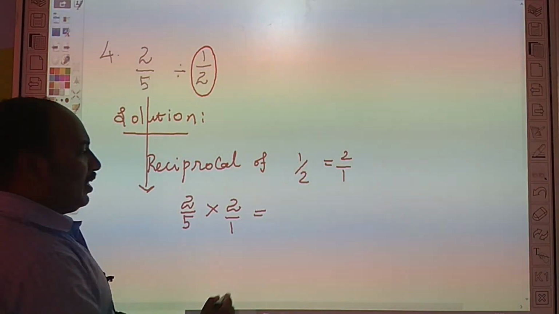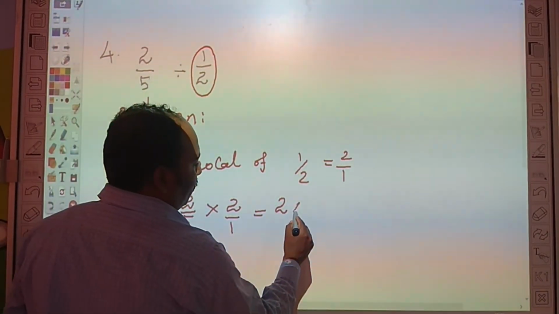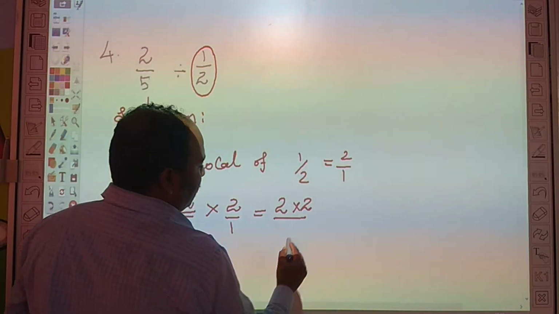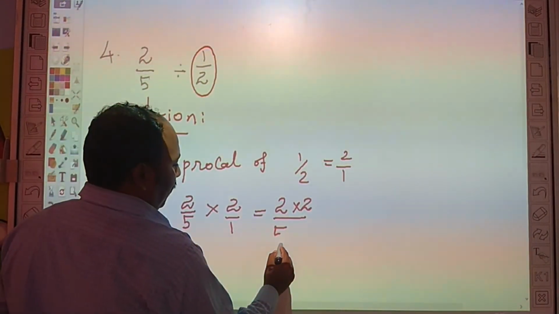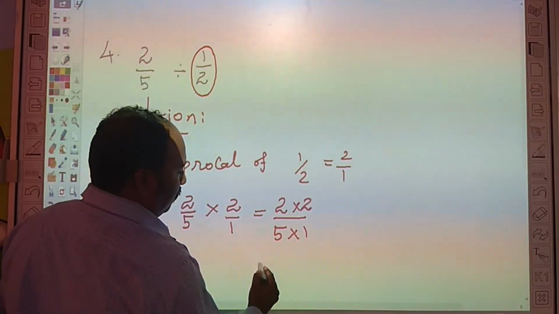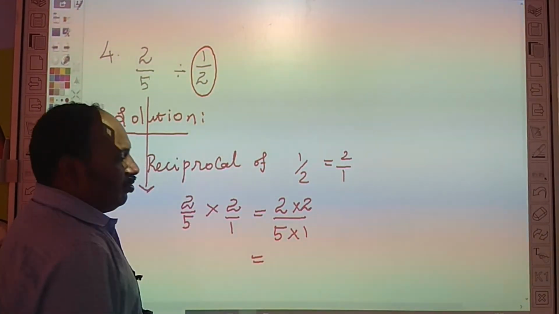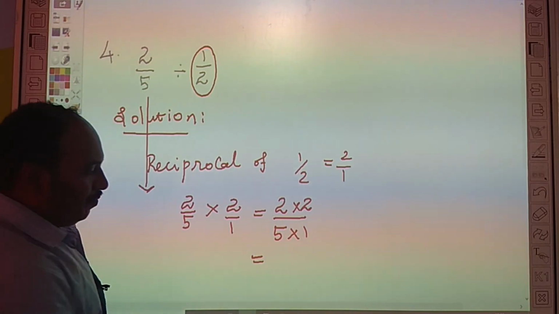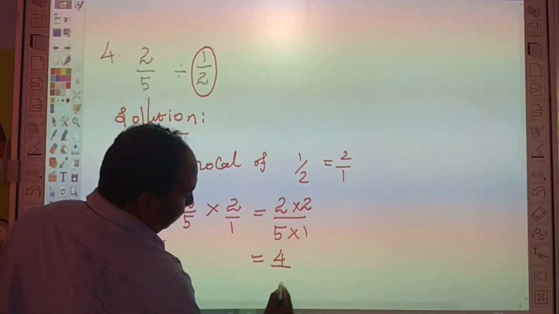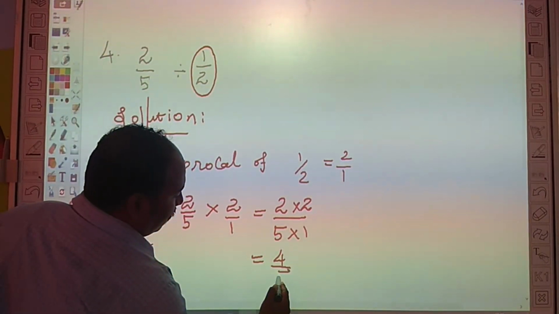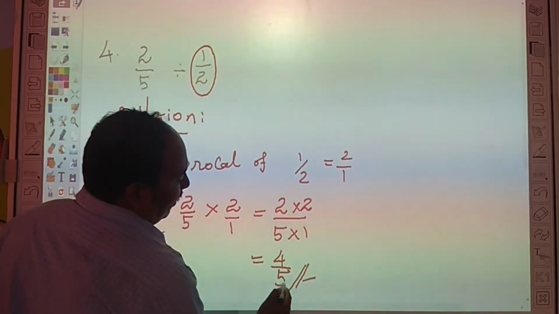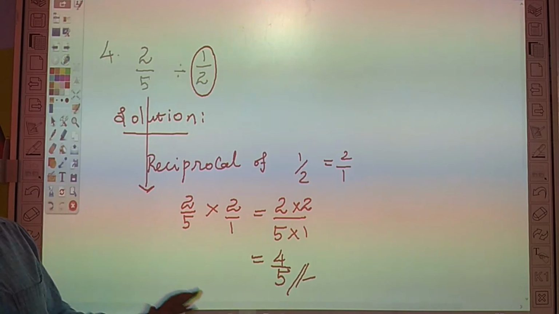First we multiply the numerator into numerator, 2 into 2, equal to 4. Next we multiply the denominator into denominator, 5 into 1, equal to 5. So our answer is 4 by 5.